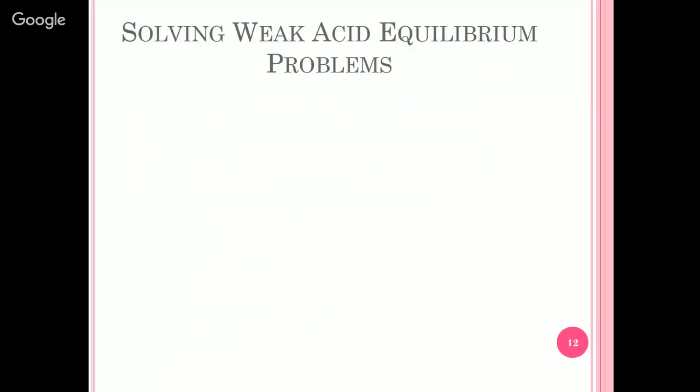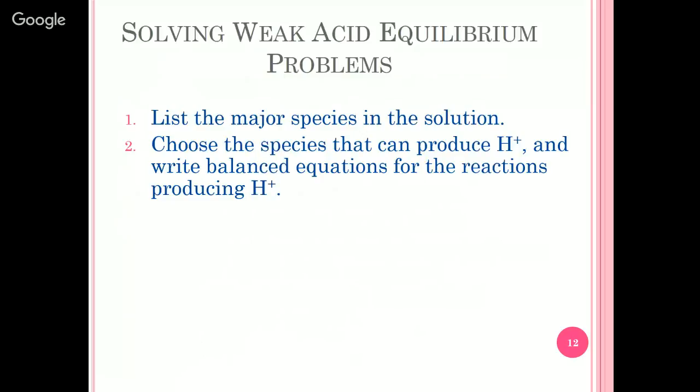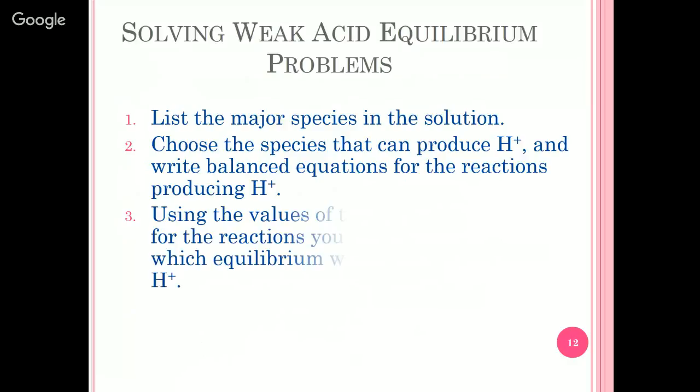So how do we solve weak acid equilibrium problems? This is what we are going to do when we start setting up ICE tables. First, we want to look at what the major species in the solution are that are actually going to contribute to the pH. So we're looking at your weak acid and writing a balanced equation for how that weak acid reacts with water. It's always going to be acid plus water yields hydronium ion and conjugate base.